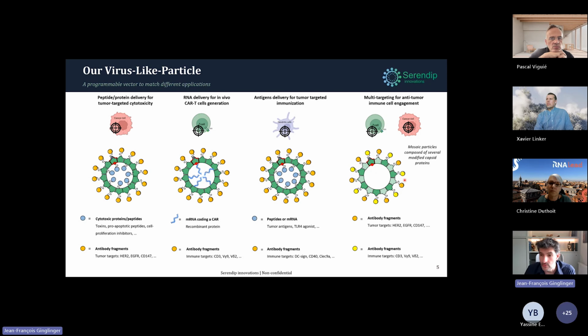But you can also do more fancy things. You can have a hybrid expression of capsid monomers expressing different antibody fragments and turn your non-viral vector into a T cell engager, for example. And you can think of many other applications, but not described today.